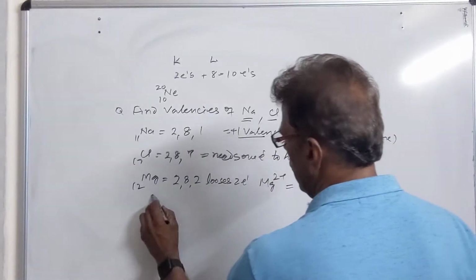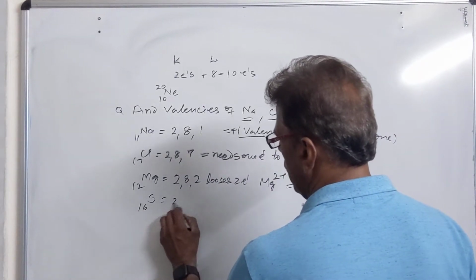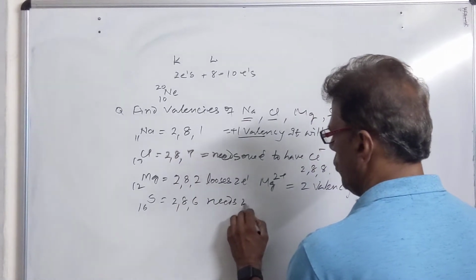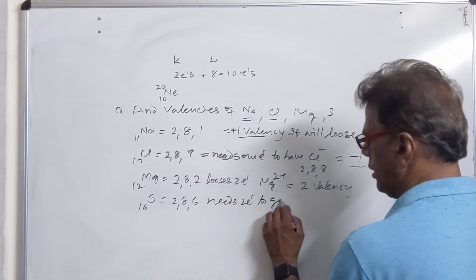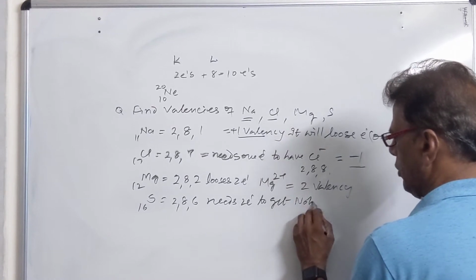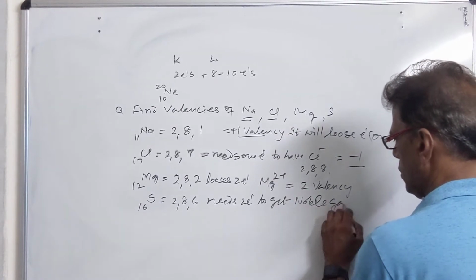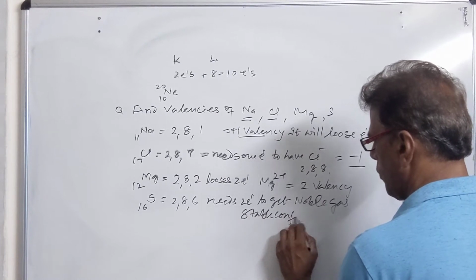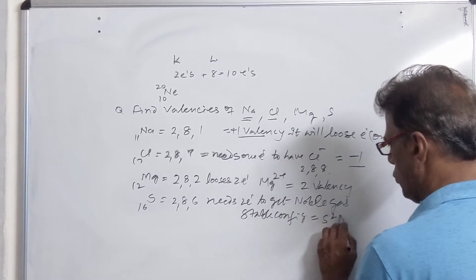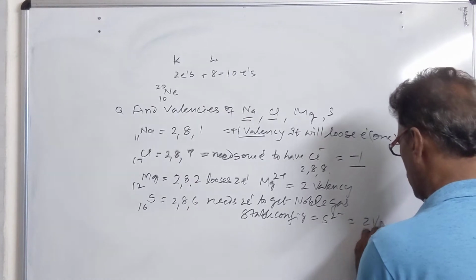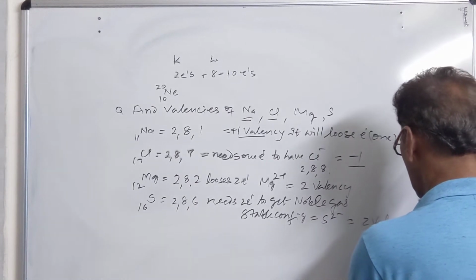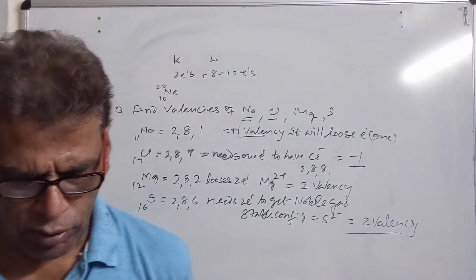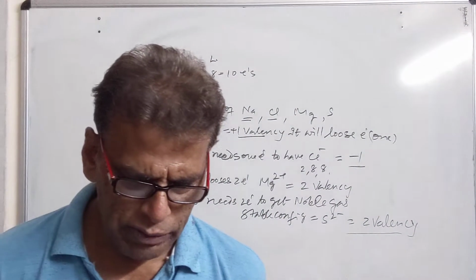Then we have sulfur. It has atomic number 16, configuration 2, 8, 6. It needs 2 electrons to get noble gas configuration, a stable configuration. So it is S2 negative, so valency is 2. So in this manner we can establish the valency of all these atoms which are given to us.